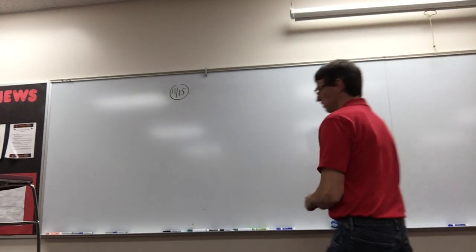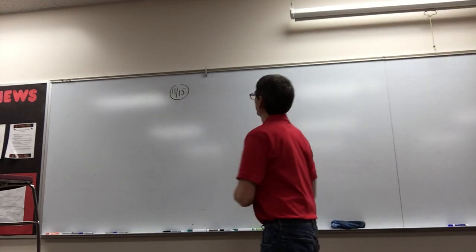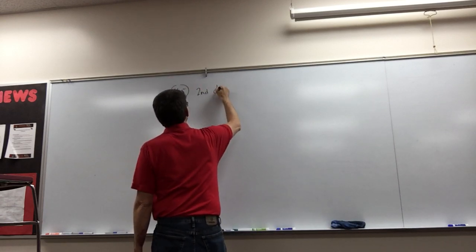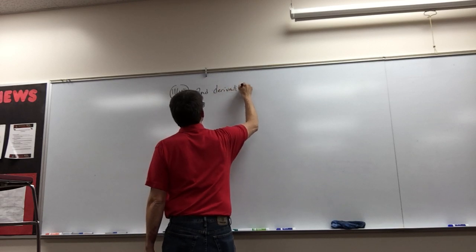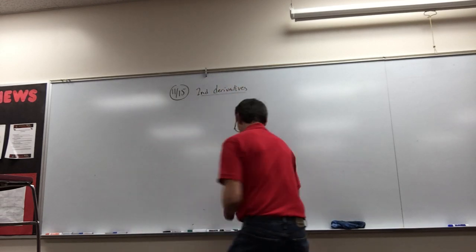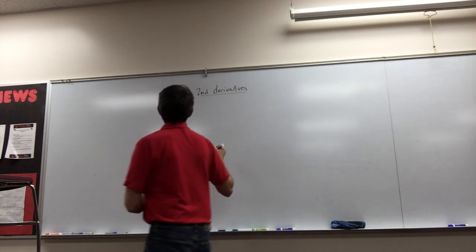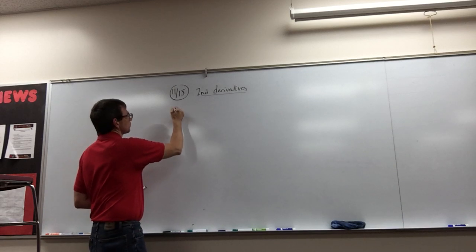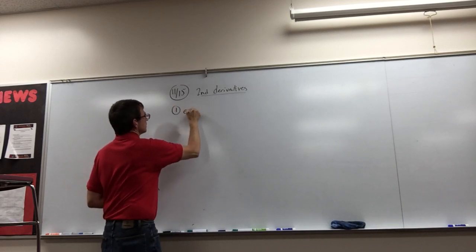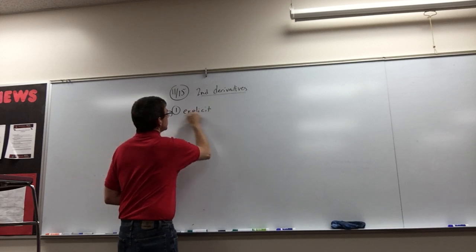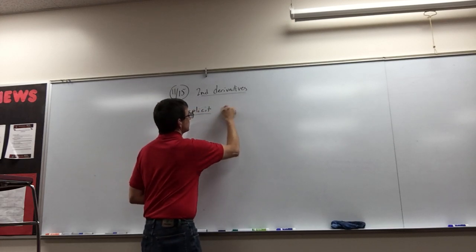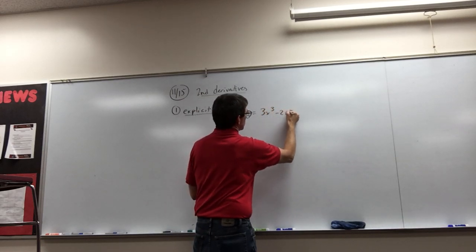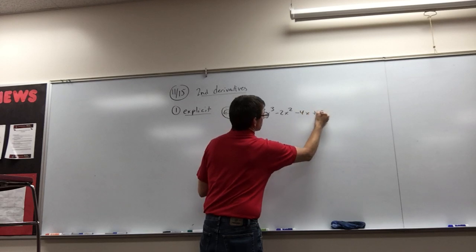Okay, today's lesson for AP Calculus deals with second derivatives. So we could do implicit and explicit. The explicit ones are the normal derivatives that we did. It would be an example something like this: y equals 3x cubed minus 2x squared minus 4x plus 3.